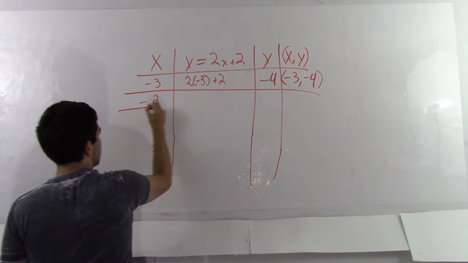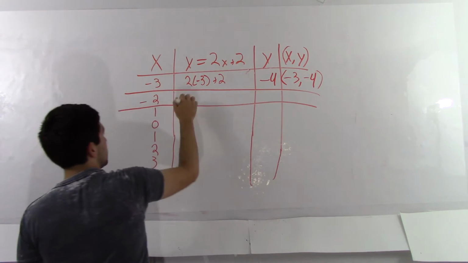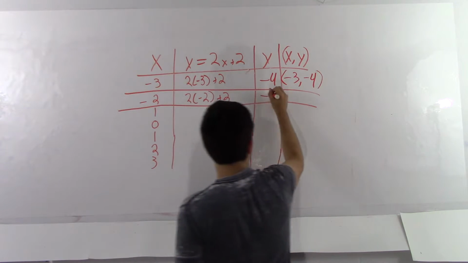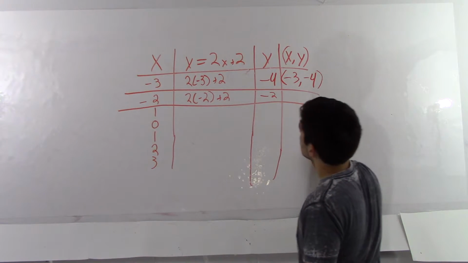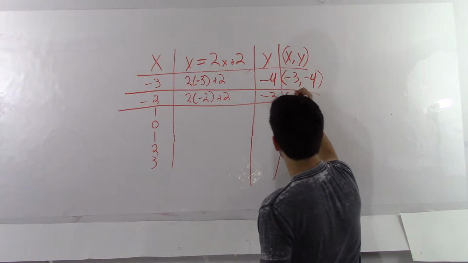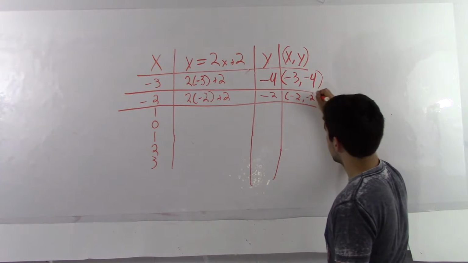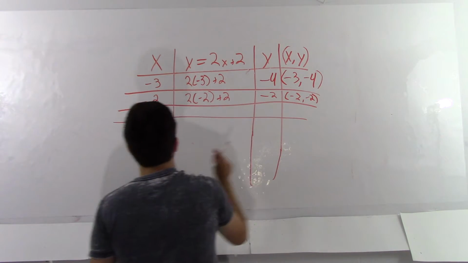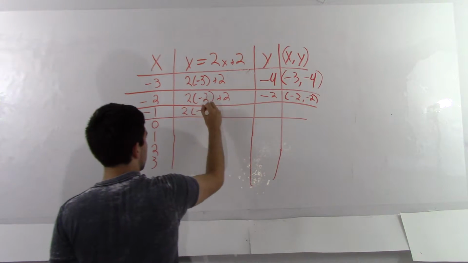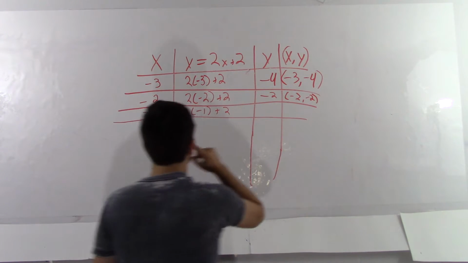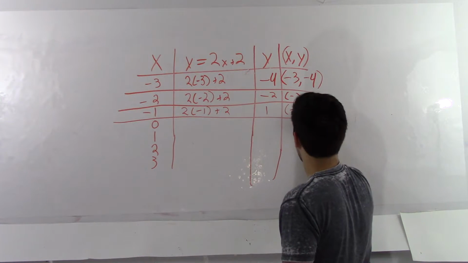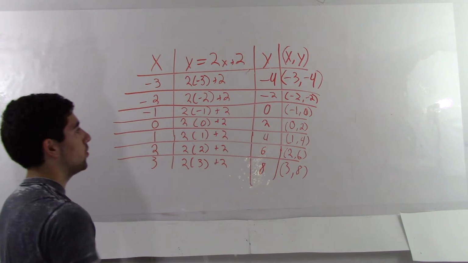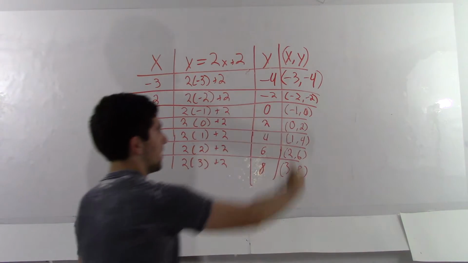We plug in negative 2. 2 times negative 2 plus 2 is negative 2. Which gives us the ordered pair negative 2, negative 2. This is supposed to be a negative, sorry. Plug in negative 1: 2 times negative 1 plus 2 is going to give us 0. So we have negative 1, 0. So I filled out the whole chart, and here we have our ordered pairs.